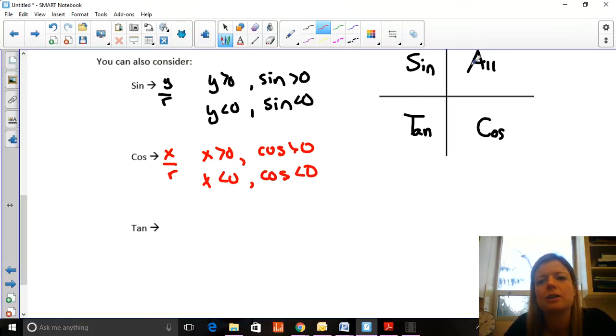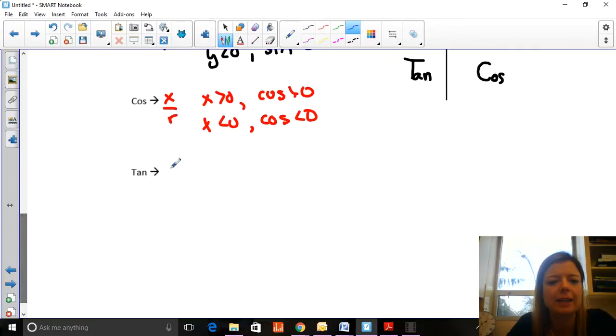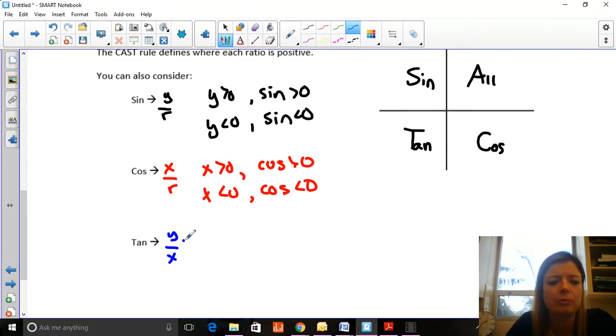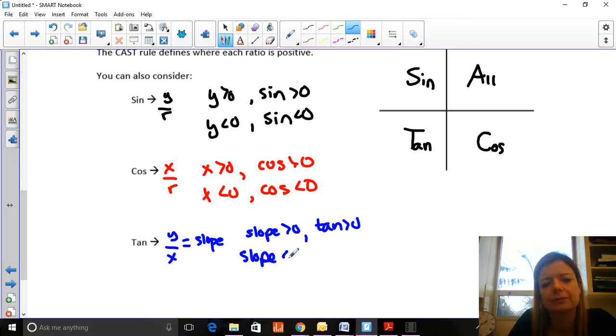Okay, so again, cos is positive in these two quadrants. That's where x is positive, and negative in these two quadrants where x is negative. Finally, tan is y over x, which could be looked at as the same as slope. So wherever the slope of a line or the angle is positive, tan will be positive. And wherever slope is negative, tan will be negative.